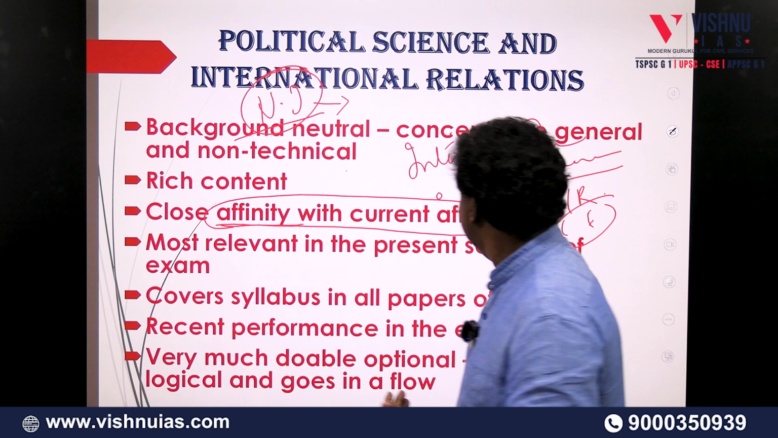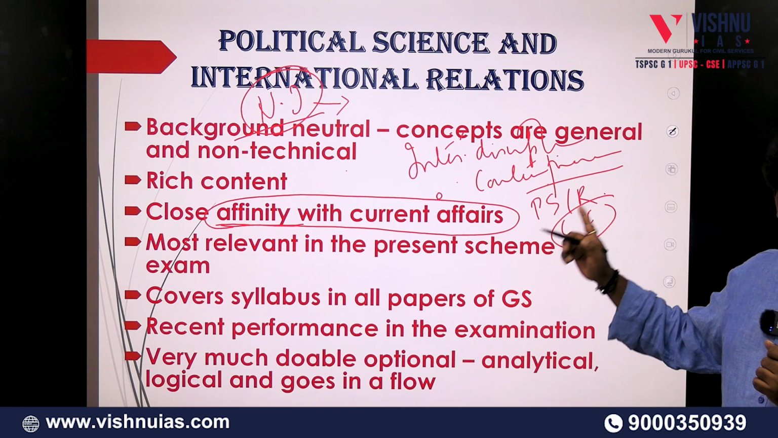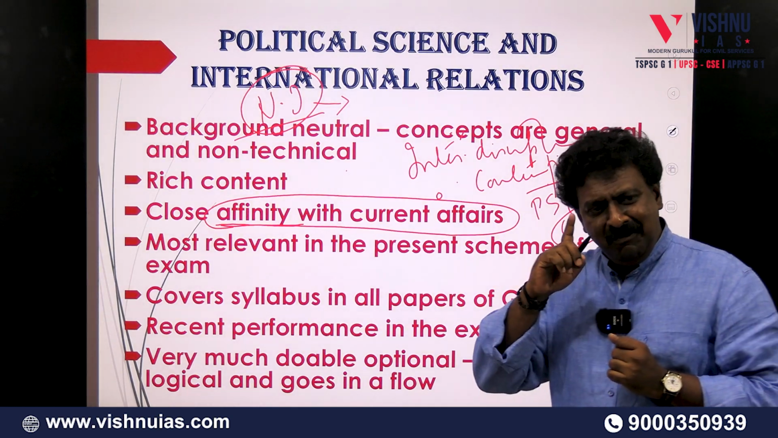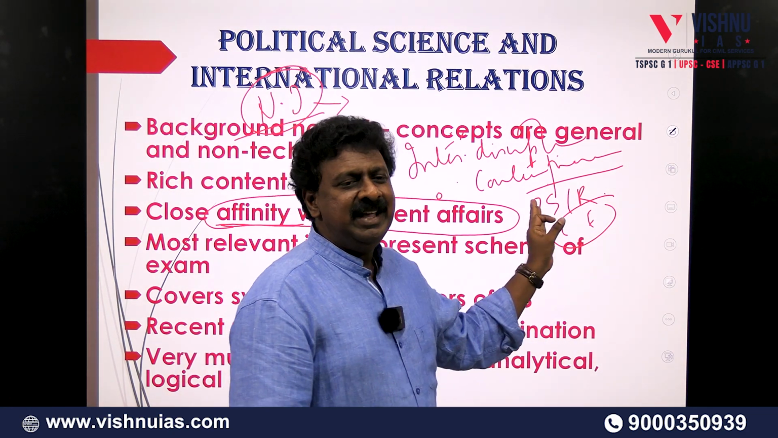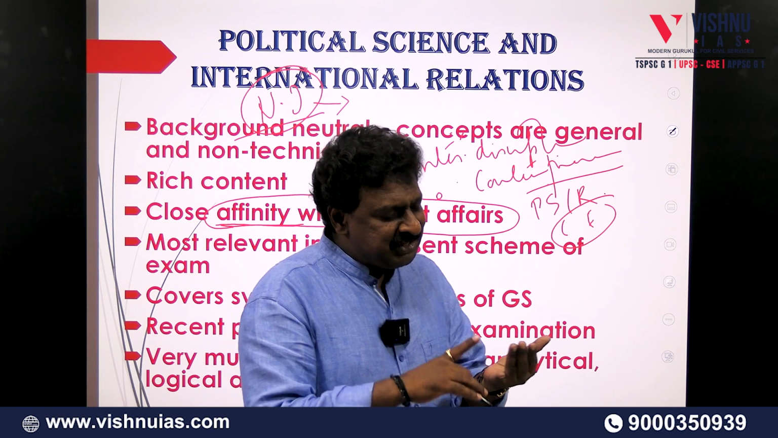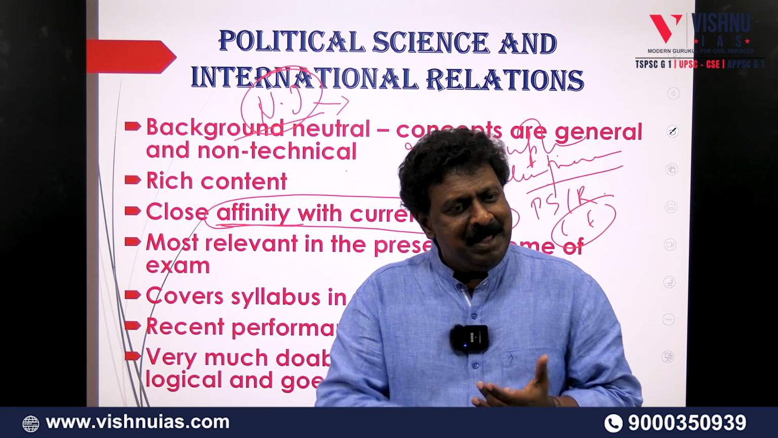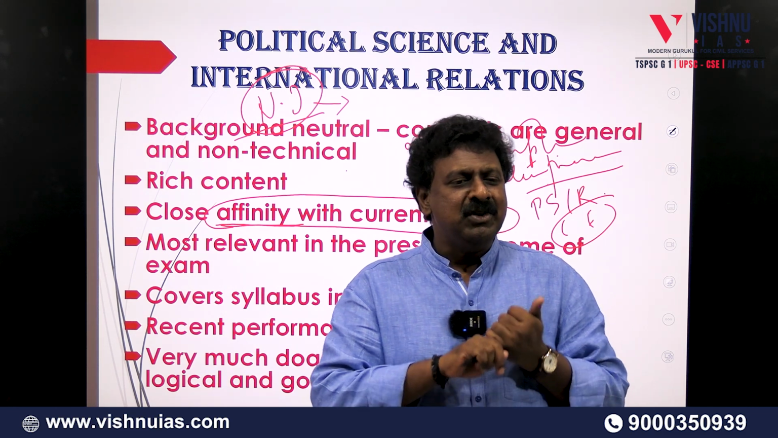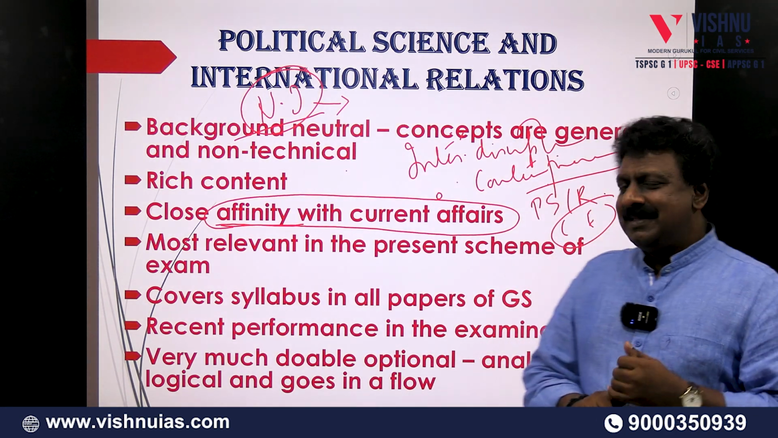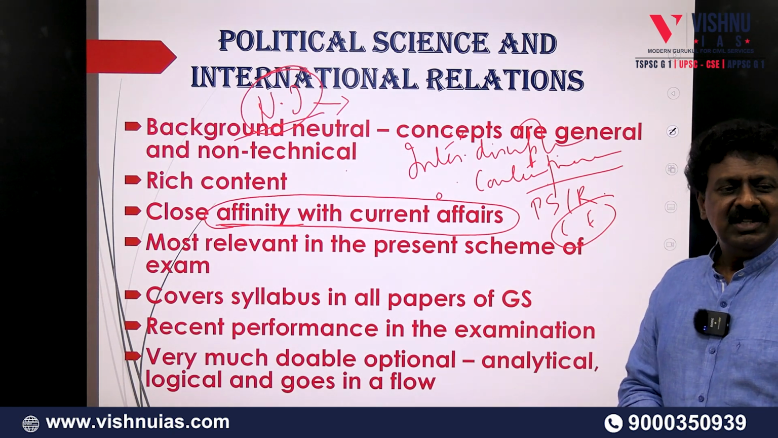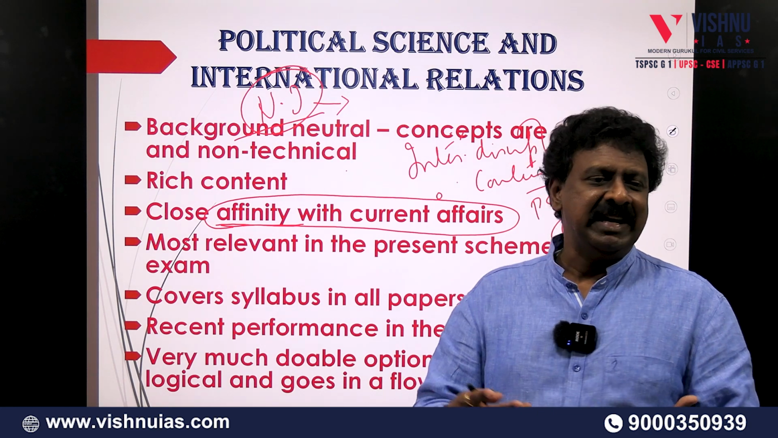And that's the reason why I said that everything that you learn as a part of political science is going to add to your clarity of current events, and everything that you learn as a part of current events is also going to help you in your political science. Okay, in section A paper 1, section B paper 1, in section A paper 2, in section B paper 2, in every segment of your syllabus you can use your current events knowledge. That's the reason why it's often said that political science and international relations shares a symbiotic relationship with current events, your preparation of current events.